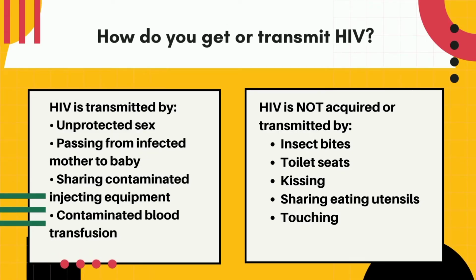HIV is transmitted by unprotected sex, passing from infected mother to baby, sharing contaminated injecting equipment, and contaminated blood transfusion. And HIV is not acquired or transmitted by insect bites, toilet seats, kissing, sharing eating utensils, and touching.